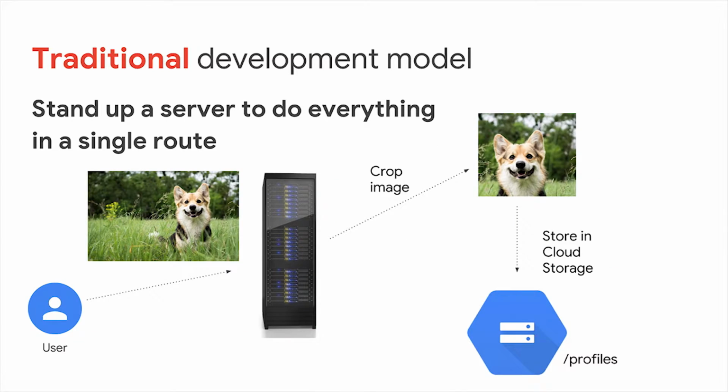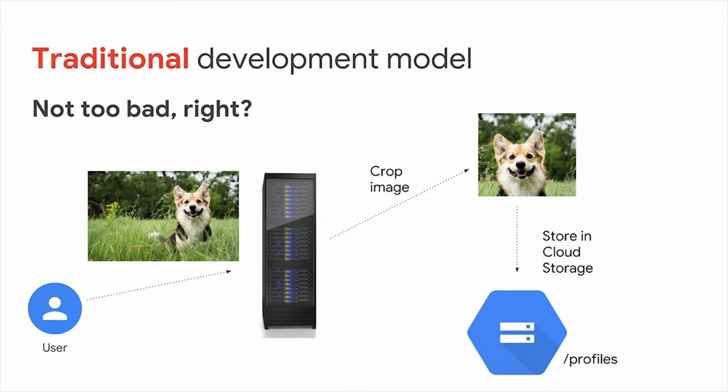How would you do that in the traditional model? Well, you'd probably stand up a server and use a single server route to do everything. And so the user would upload the photo, the route would crop the image, and store it down into the profiles directory. It's not too bad.